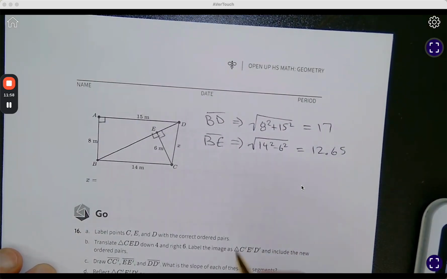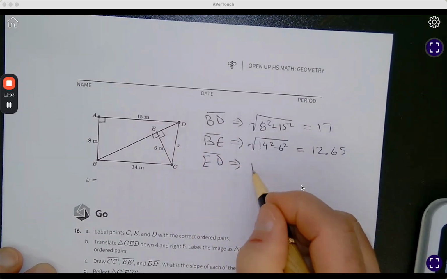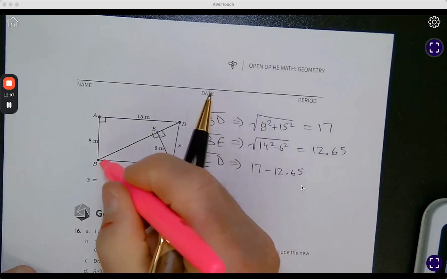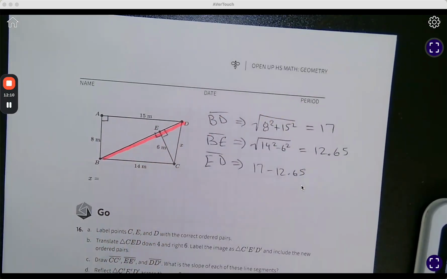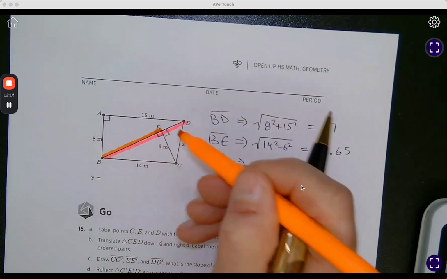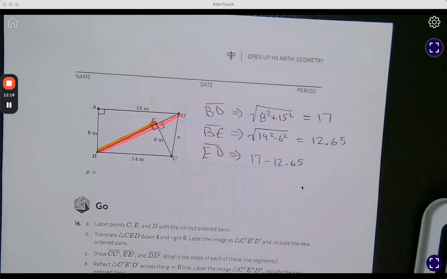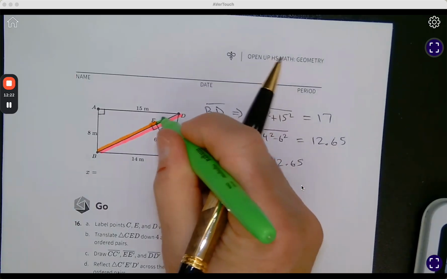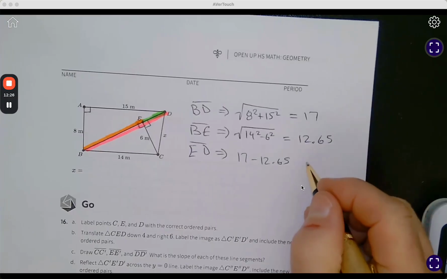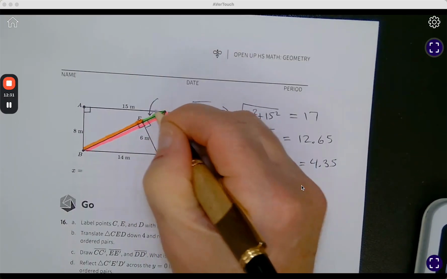Okay, now I can find ED. ED is 17 minus 12.65, right? Think about that. This is 17. This is 12.65. So if I take 17 minus 12.65, that'll get me ED, which is that. All right? That's going to give me 4.35. So that is that value.